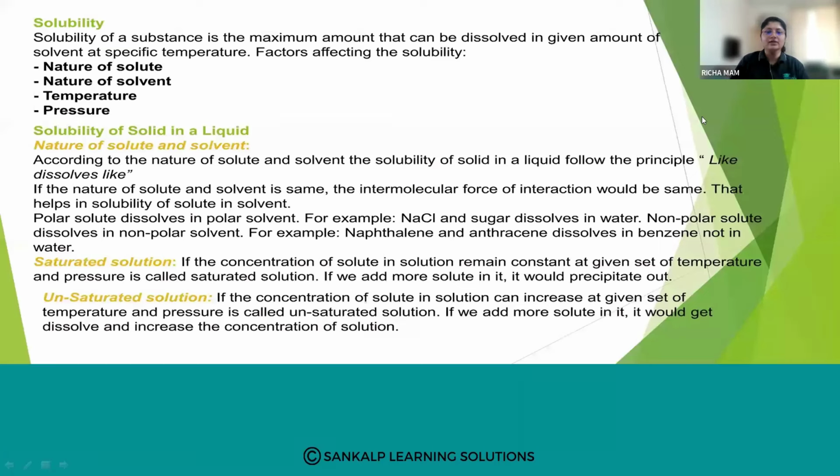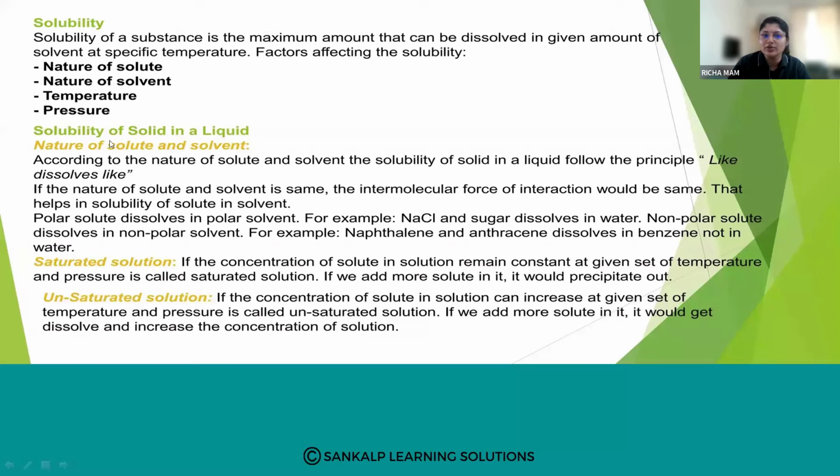Then we had started about solubility. What do you mean by solubility? Solubility of a substance is the maximum amount that can be dissolved in a given amount of a solvent at a specific temperature. So we have understood what is solubility. Then we had started with the factors which are affecting it. We are going to discuss each factor after completing the solubility of solid in a liquid.